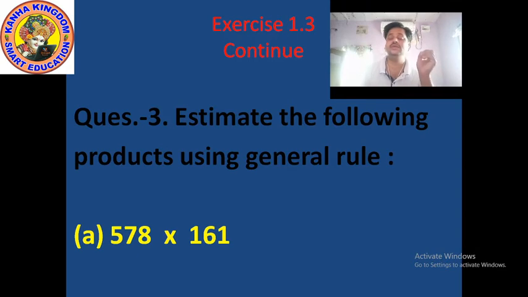So here the first part of this question is 578 multiplied by 161. So how do we solve it? This I explained to you: when you have to multiply these numbers, first you convert these numbers to the nearest value by the general rule, then after converting, how to multiply it.